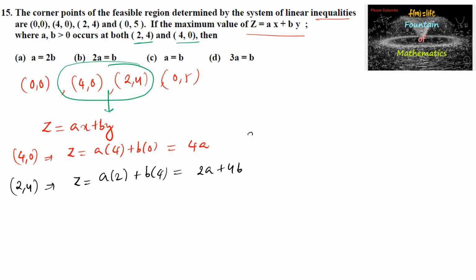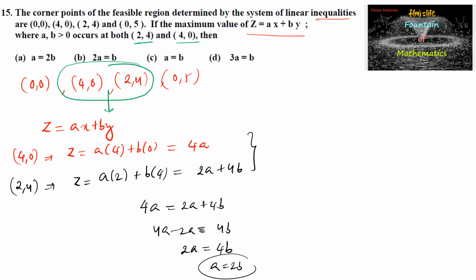Since both occur at the maximum value at these two points, we can write 4a = 2a + 4b, or 4a - 2a = 4b, or 2a = 4b, or a = 2b. So we can mention here a = 2b, which is option A.